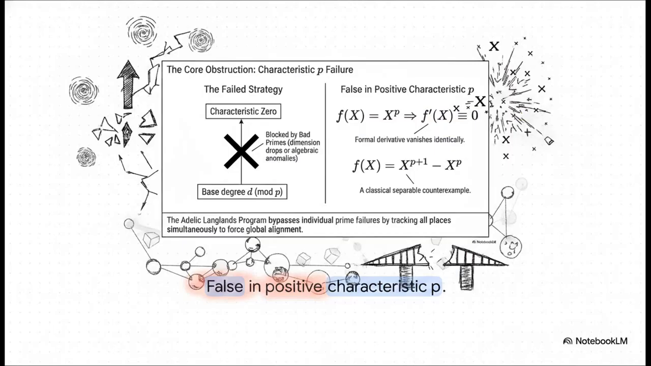The whole thing basically falls apart in positive characteristic p. Take a look at the equation f(x) = x^p. If you try to take the formal derivative of this inseparable polynomial, it just vanishes identically. It becomes 0. And that creates a fatal division by 0 error, completely blocking our ability to lift the proof back up to characteristic 0. It's kind of like trying to build a house, and suddenly your entire concrete foundation evaporates into thin air. These bad primes cause dimension drops and algebraic anomalies that our traditional strategies just cannot bypass. So how do we fix it?